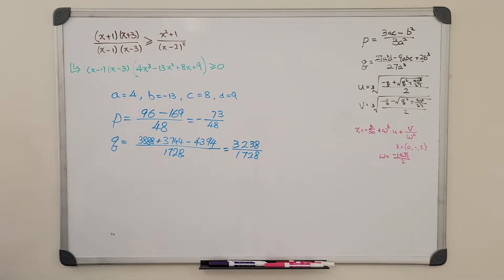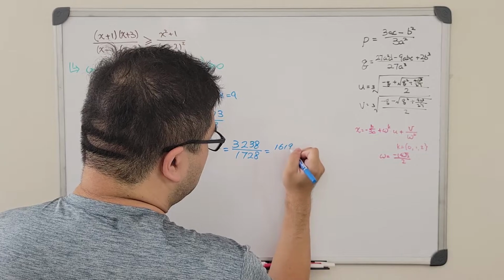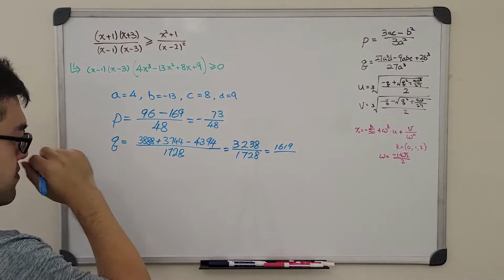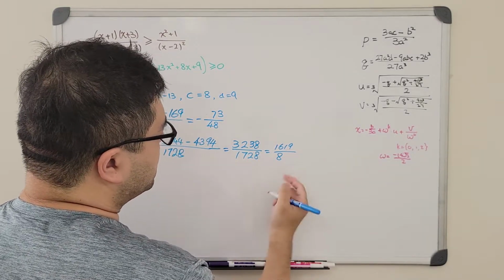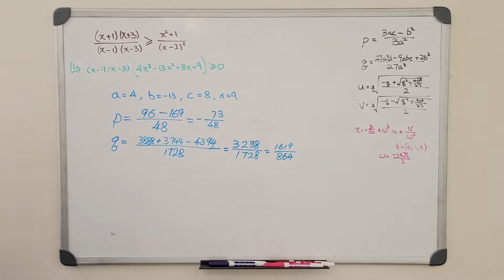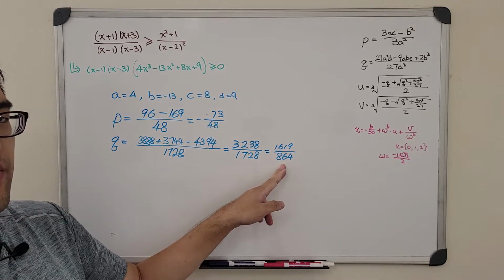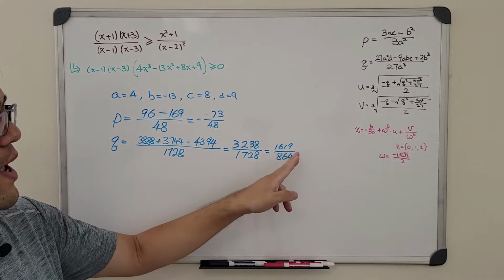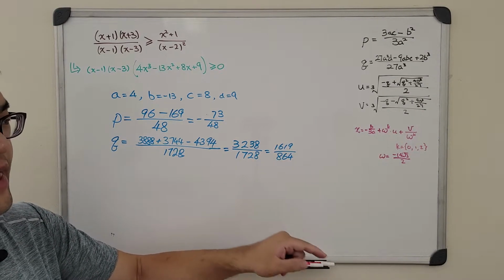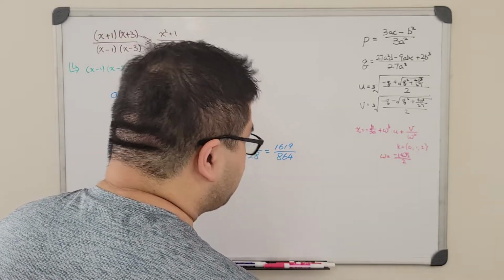1,728. And again, of course, we can just try to simplify a little bit more, which gives us 1,619 over, we divide this by 2, we get 864. Now, can we simplify one more time? Unfortunately, no, because the denominator only has the prime factors 2 and 3, and 1,619 is not divisible by 2, not divisible by 3. So that is actually the simplest form already.